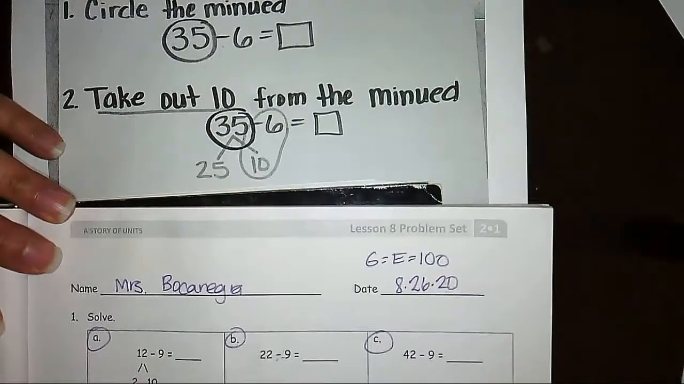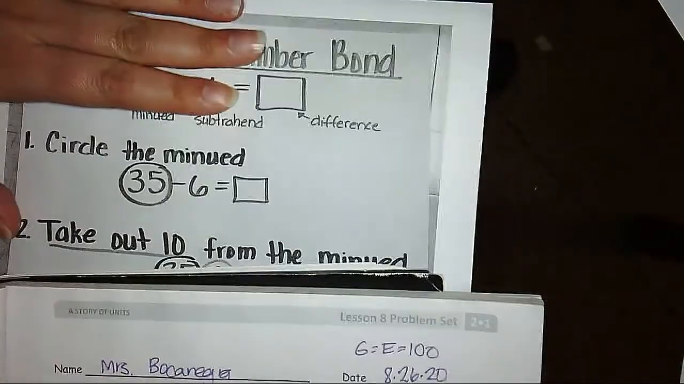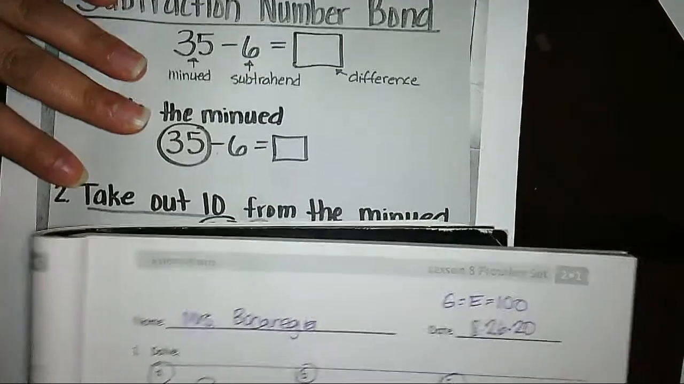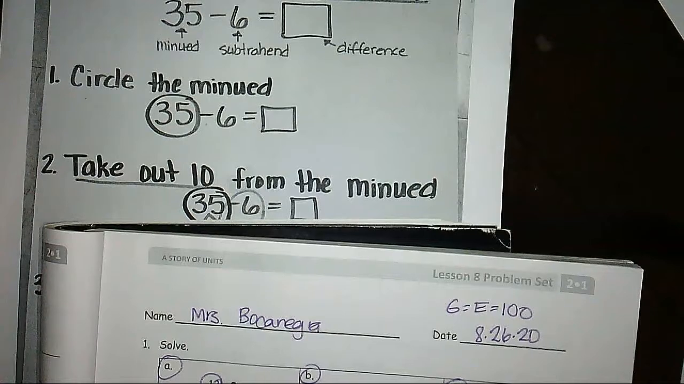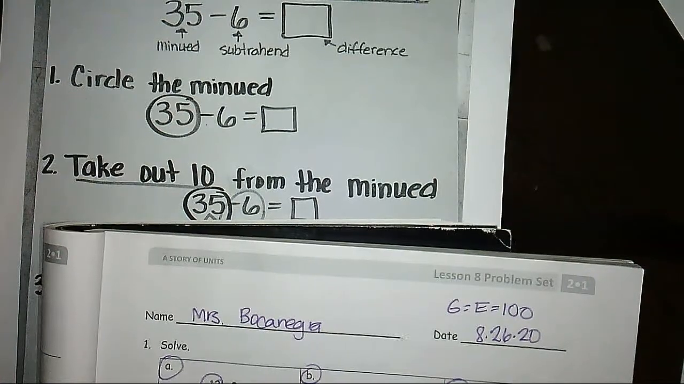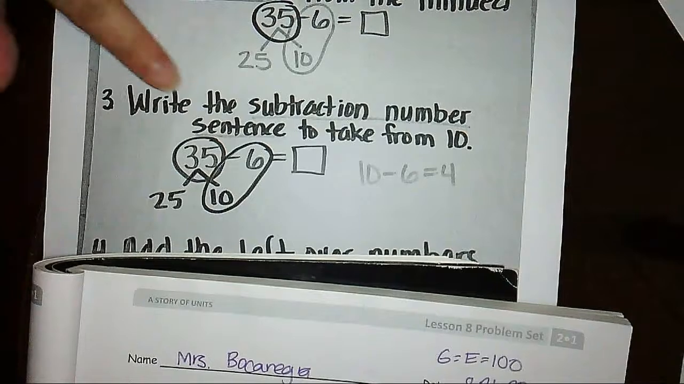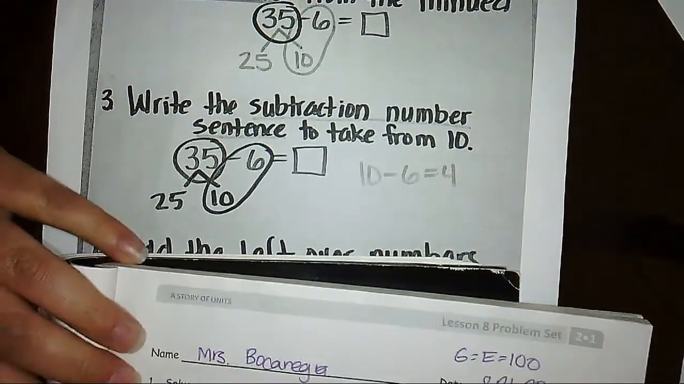Number 1, it says circle the minuend. Remember, we've been doing that. That's step number 1. Circle the biggest number. Step number 2, take out 10. They already did, boys and girls. They put 10 in one part, 2 in the other part. Step number 3 says subtract the number sentence. And remember, we circle those numbers.